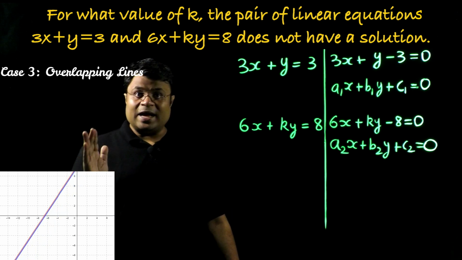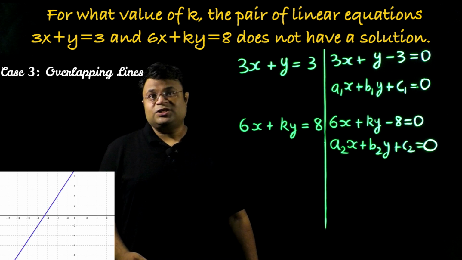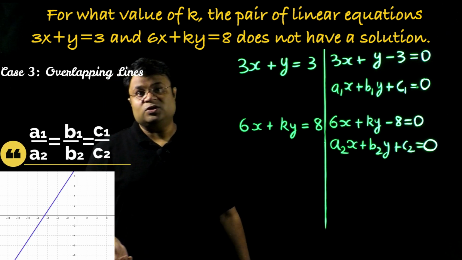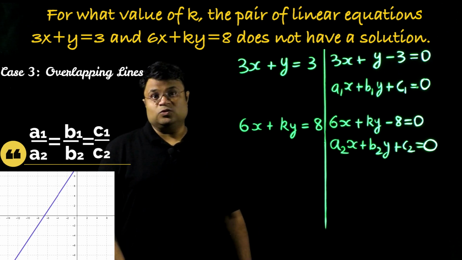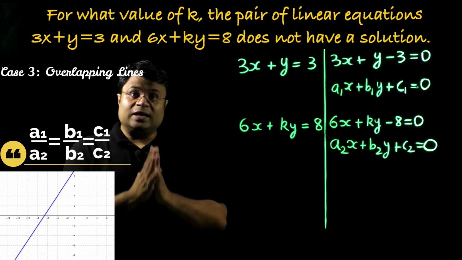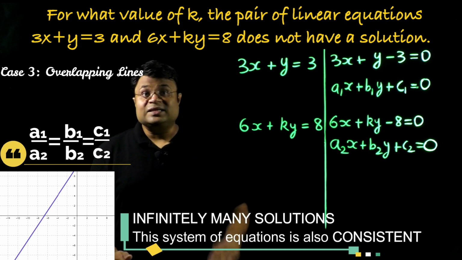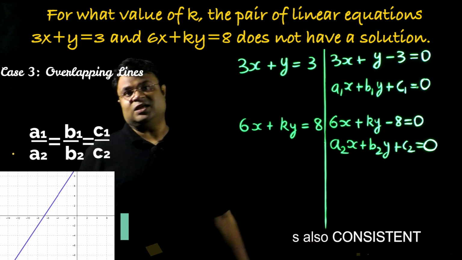Okay, next option, when the two lines overlap each other, then the condition is a1 upon a2 is equal to b1 upon b2 is equal to c1 upon c2. In this case also, the system of equations is consistent and it has infinitely many solutions.